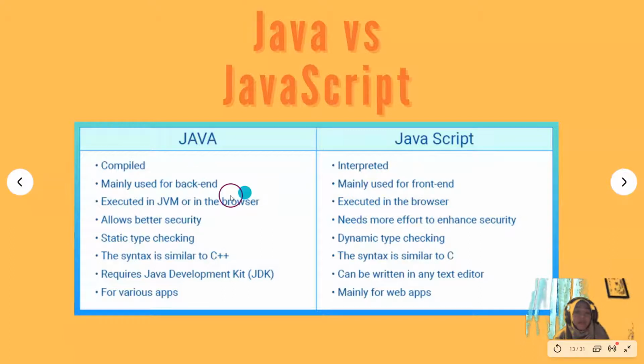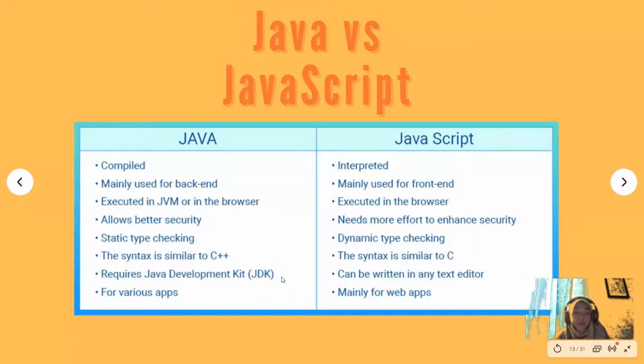Java executes in the JVM, but JavaScript executes in the browser. Java allows better security, but JavaScript lacks security compared to the server side. Java has static type checking, which means you use your compiler to check the errors, but JavaScript has dynamic type checking. Java language syntax is similar to C++, but JavaScript syntax is similar to the C language.